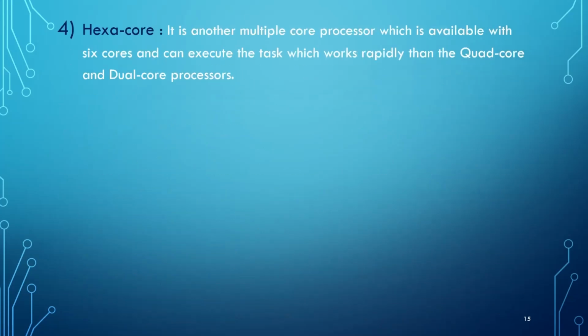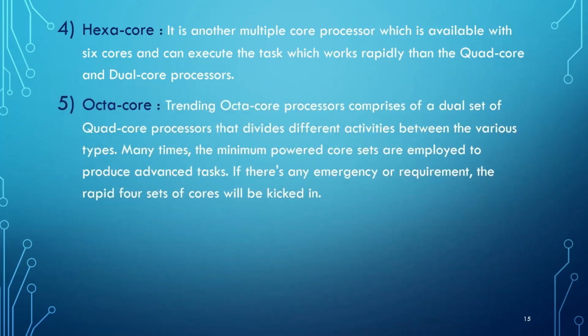Fourthly, we're going to talk about the Hexa-core. It is another multiple core processor which is available with 6 cores and can execute tasks more rapidly than the quad core and the dual core processors. Fifthly, we're going to talk about the octa-core.